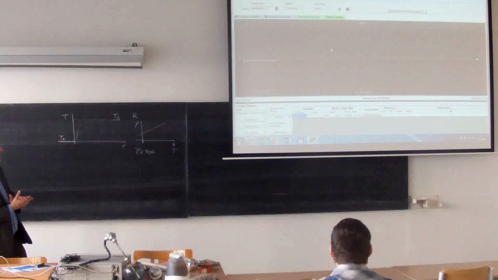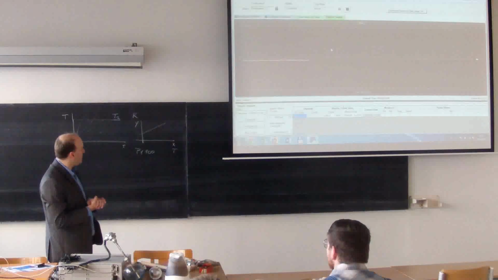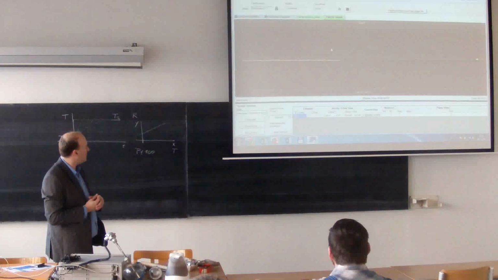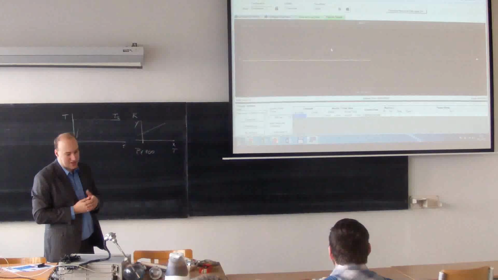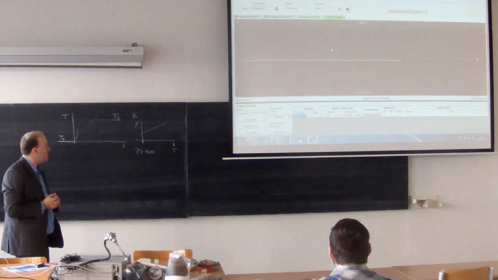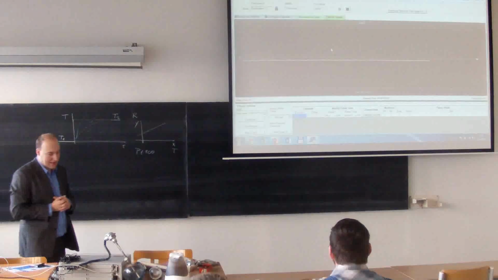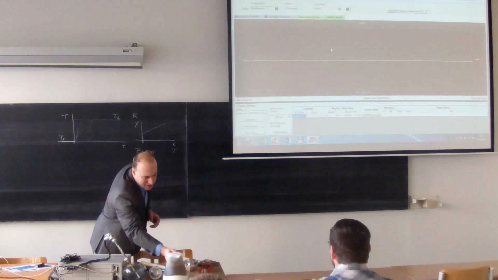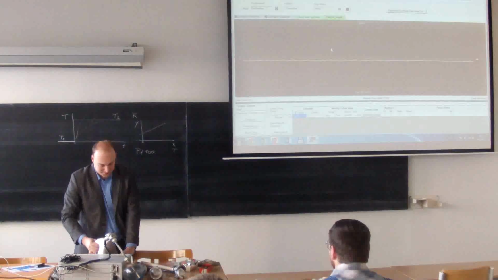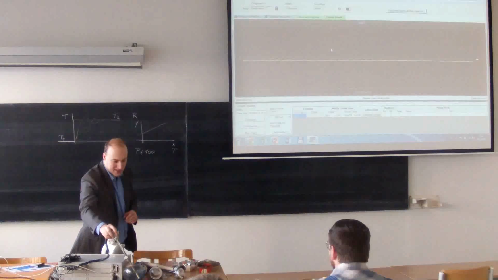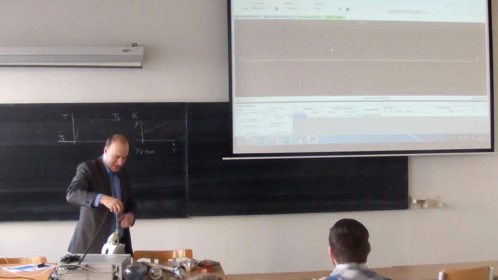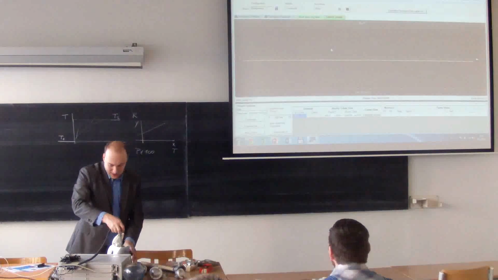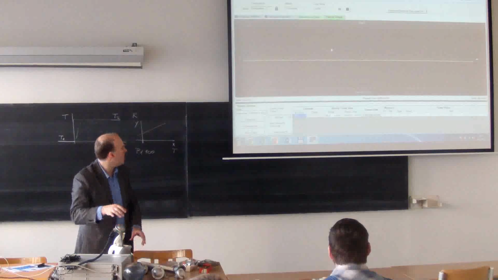Now what you see is the input of the sensor. It's scanning every second the electrical resistance of my temperature sensor. And now I will make a transient response. So let's try to see what will happen. I will put that into the water.